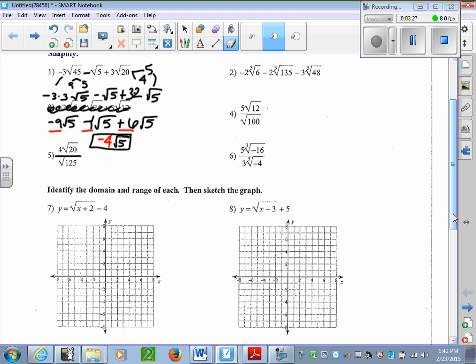Let me erase this up here just a little bit so we have a little more space. I'll just rewrite it. So we had equals negative 4 root 5.